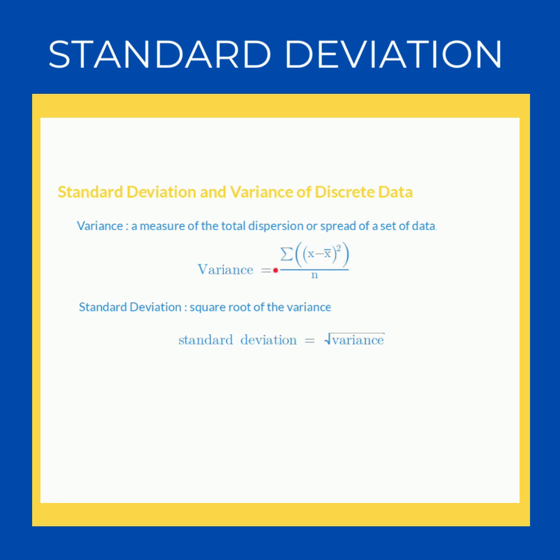which is the variance equals the sum of x minus x bar squared divided by n, or the number of terms. And x bar here is the mean. While the standard deviation is a statistical measure that measures the dispersion of a data set relative to the mean. And it is calculated as the square root of the variance.